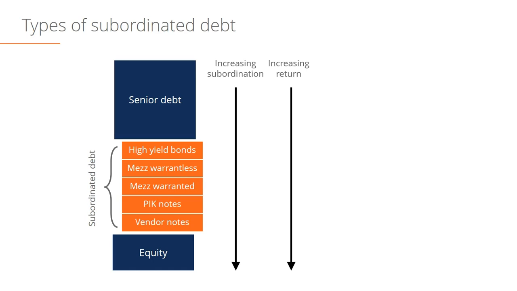And finally, as you come into some of the lower parts of subordinated debt, like mezzanine debt with warrants, or payment in kind notes or vendor notes, you start to increase the dilution to the equity holders. So generally speaking, investors want to have as much of the top of the capital stack as possible, as the lower part of the stack starts to increase dilution and eat in at the equity returns. So let's take a closer look at some of these types of subordinated debt.